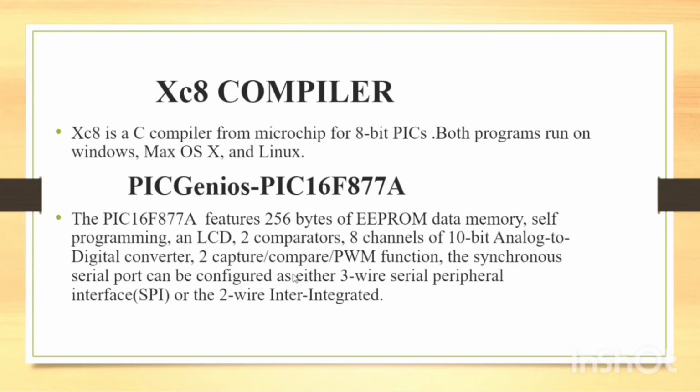The PICGenius board has the PIC16F877A microcontroller. It has the features of 256 bytes of EEPROM data memory, self-programming, two comparators, and 8 channels of 10-bit analog to digital converters. Here we have two PWM functions. The synchronous serial port can be configured as either a 3-wire serial peripheral interface or an I2C bus. We can choose any of them.